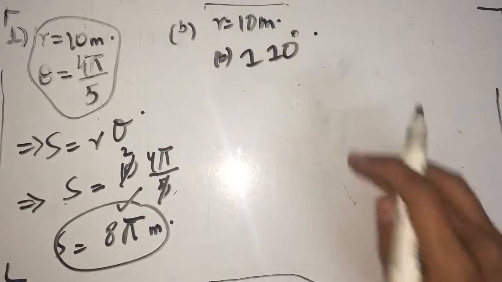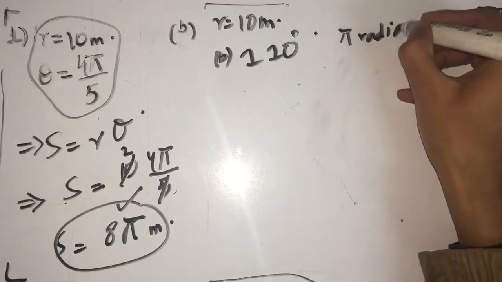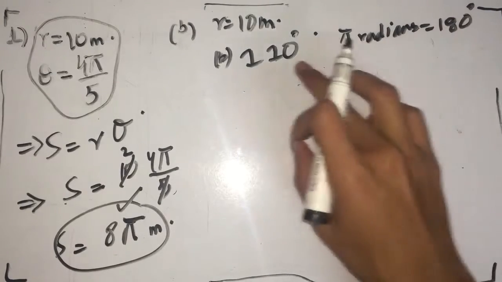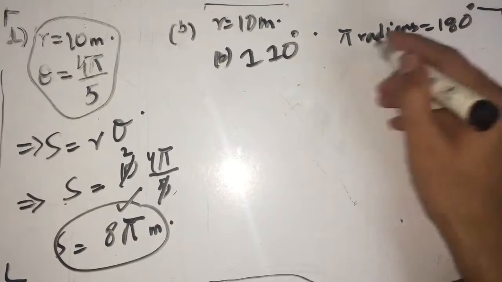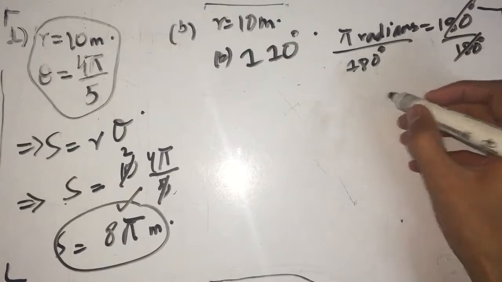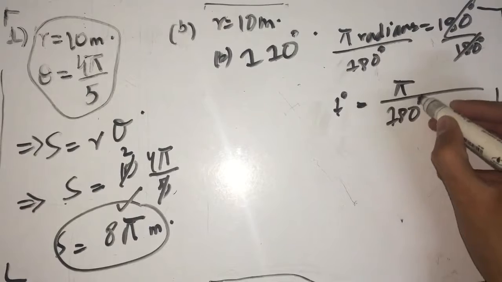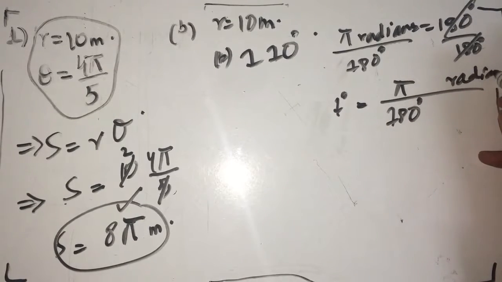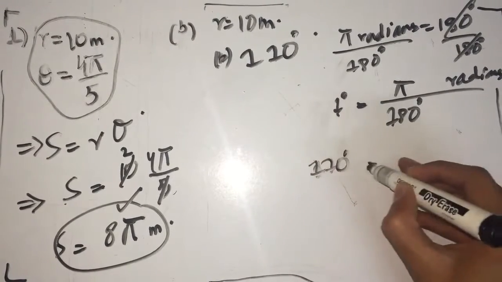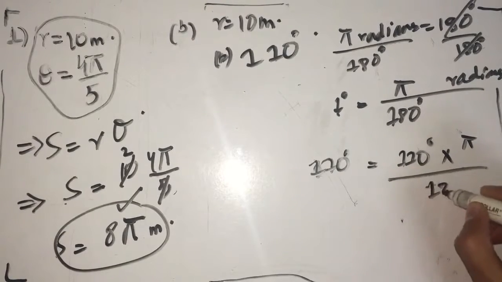And now let's first convert these degrees into radians. As I explained earlier, pi radians equals 180 degrees. What we want to do is leave 1 here so we can multiply that by 110. So we divide by 180 on both sides, and we get 1 degree equals pi by 180 radians. Yes, pi by 180 radians. What we want is 110, so we multiply: 110 degrees equals 110 times pi by 180.